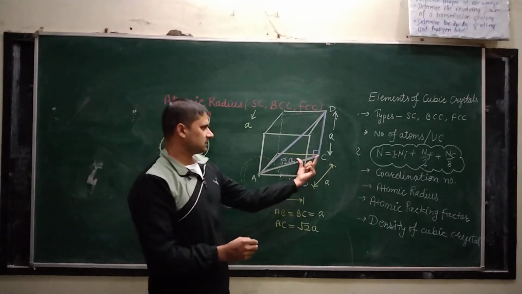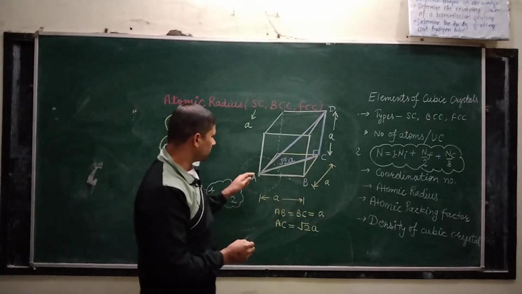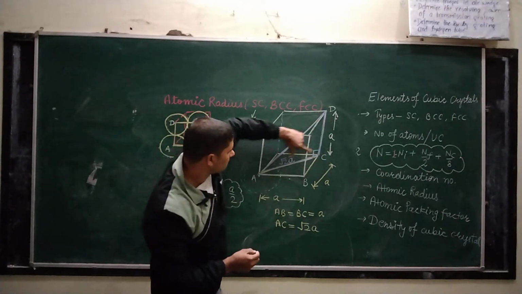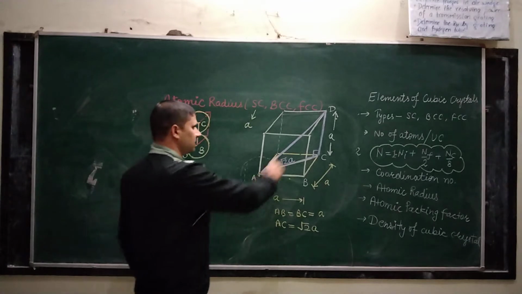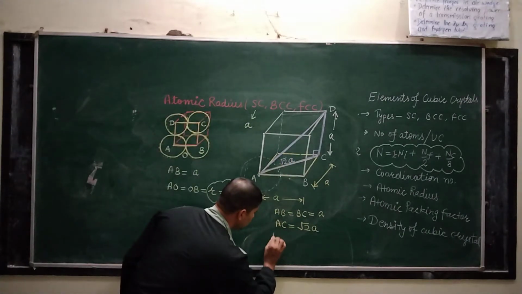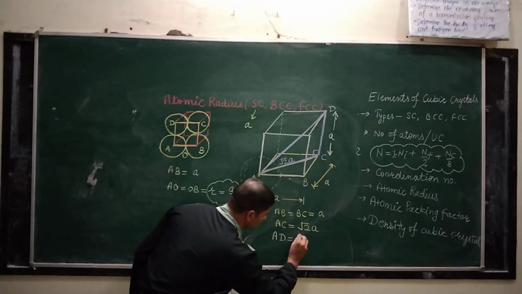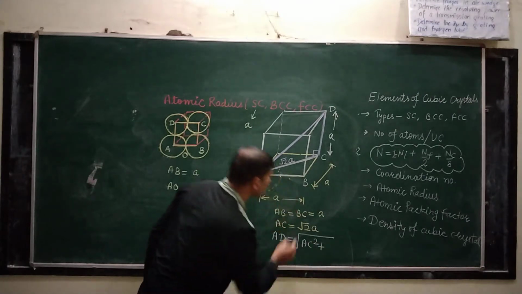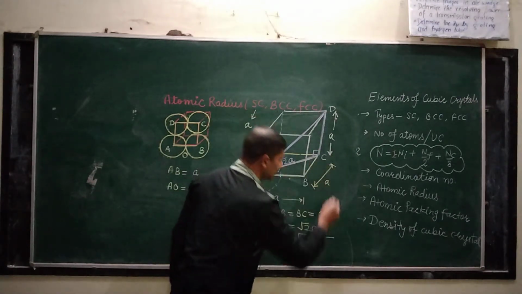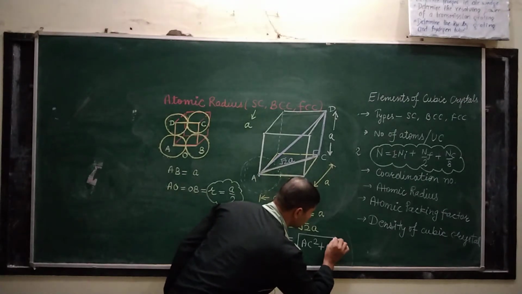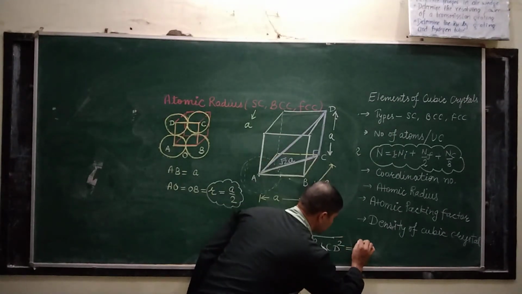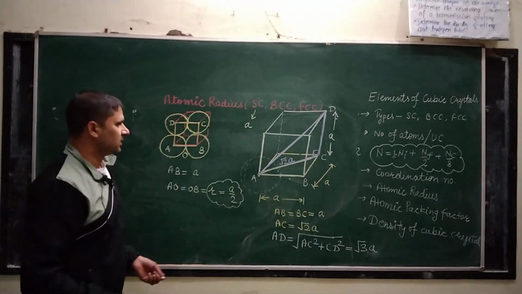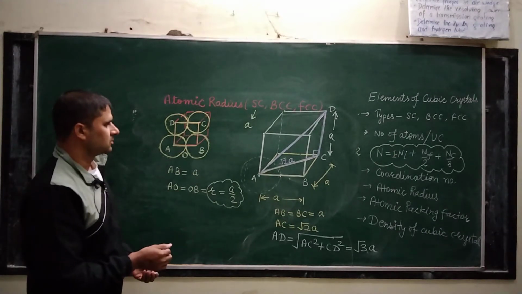Now you will see this is again a right angle triangle, where the longest side is AD, so this is the hypotenuse, this is the perpendicular and this is the base. So if you find AD, it is equal to the square root of the square of the base plus the square of the perpendicular, that is CD. Okay class, and if you solve it, you will get root 3 times A. Clear class?